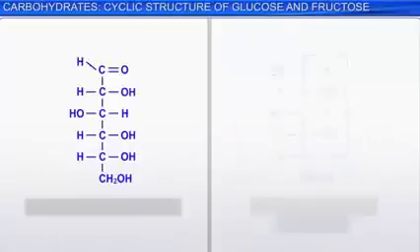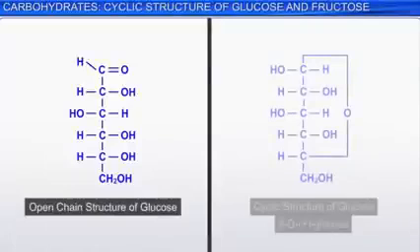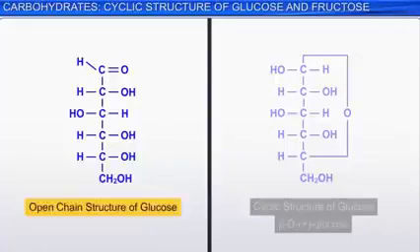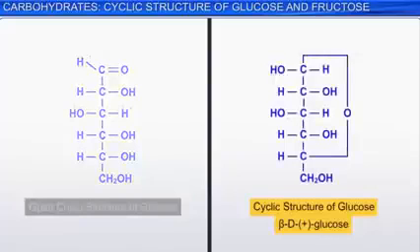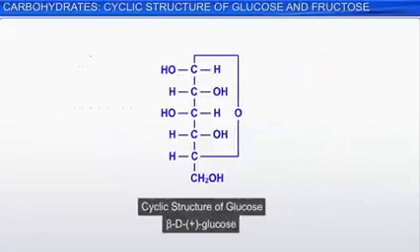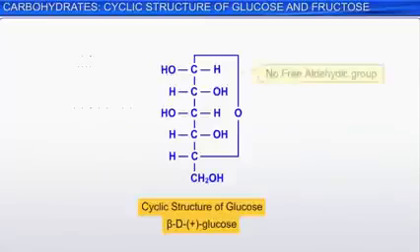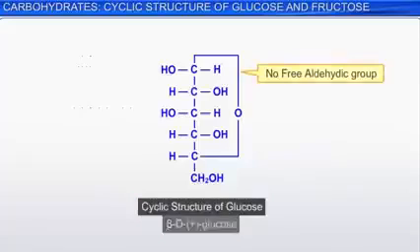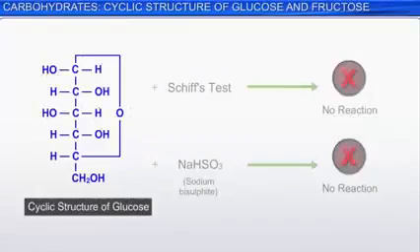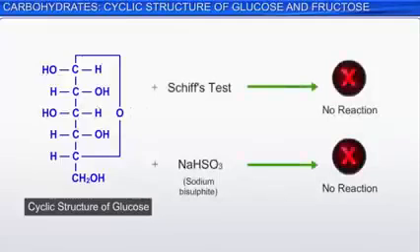In order to explain these observations, which are not consistent with the open chain structure, a ring structure was proposed for glucose. The work done by many chemists helped establish the cyclic structure of glucose. It accounts for all the objections against the open chain structure. Since the ring structure has no free aldehydic group, glucose does not respond to certain characteristic tests of aldehydes, like Schiff's test and addition reaction with sodium bisulfite.